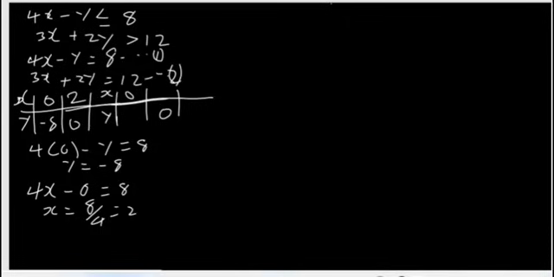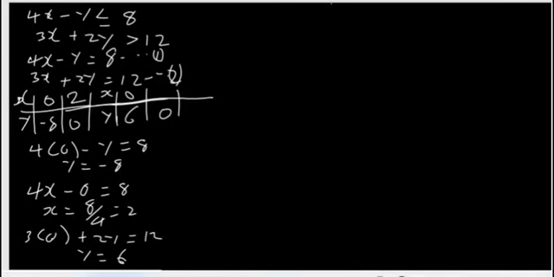Now, from the second parent equation, if I want to get y when x is 0, I will just put x equal to 0. When I put x equal to 0 in that equation, I'm going to have 3 into 0 plus 2y is equal to 12. This means that y is going to be equal to 6. So when x is 0, y is 6.